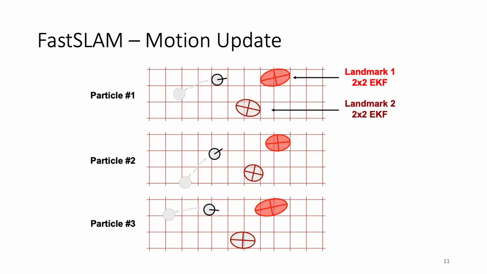And you can also see already here the landmarks. In this example, every particle currently has 2 landmarks. And the ellipsoid around the landmarks represents the uncertainty by the EKF.